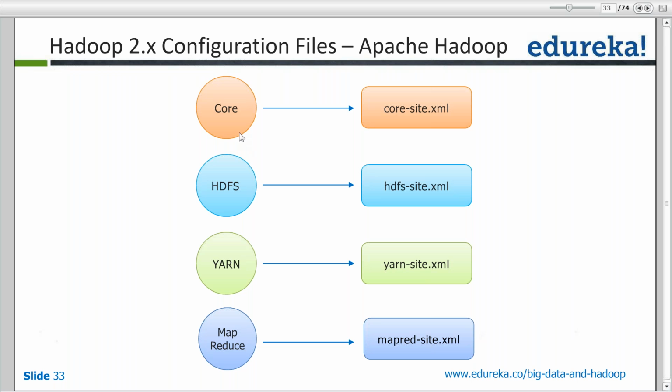Your core properties, which are common to both HDFS and MapReduce, go to core-site. HDFS properties go to hdfs-site. Yarn properties to yarn-site. MapReduce properties to mapred-site.